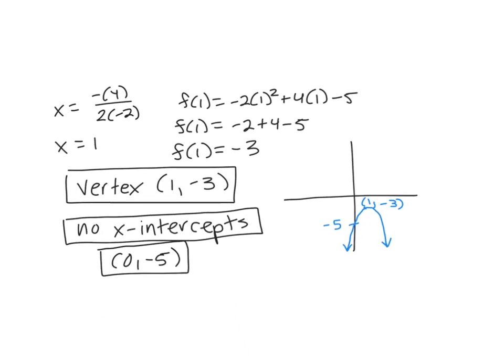All right, so you can see here I used my vertex formula, got x equals 1, substituted it to get y equals -3, so here's my vertex. This vertex is below the x-axis and it is downward facing because of that a value. So here we actually don't have any x-intercepts, and our y-intercept would be at (0, -5).